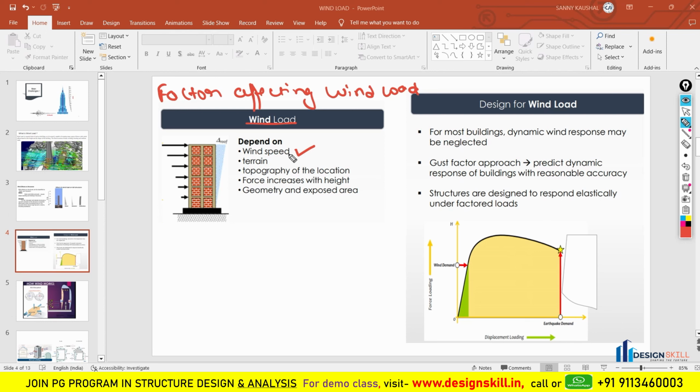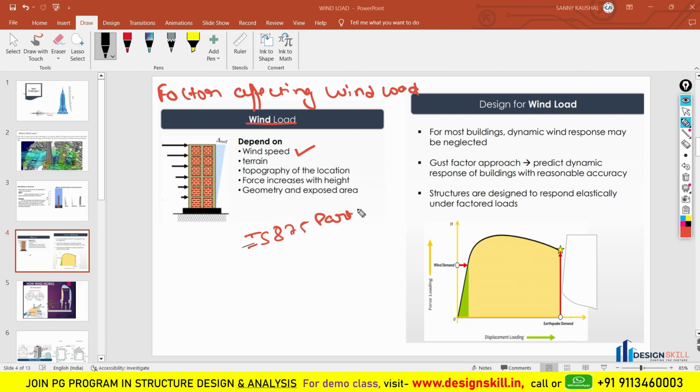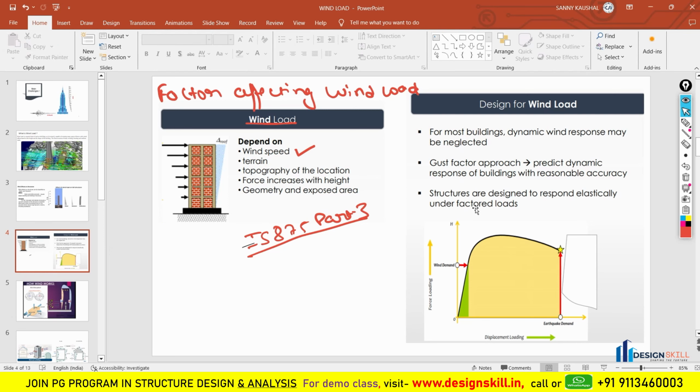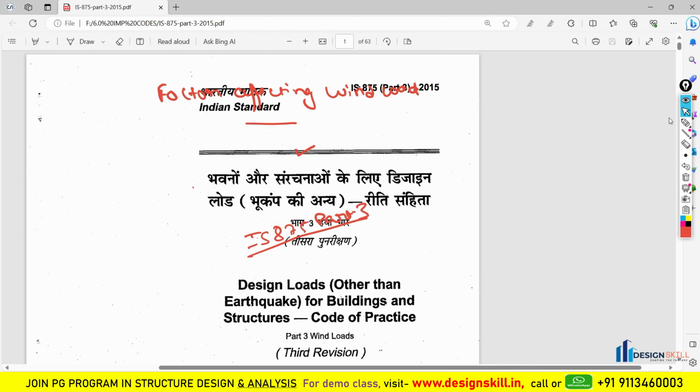This you will find in the IS-875 Part-3 code. When you open this code, you will find the wind speed specified for particular cities. So I'm going to open this code and show you what all the wind speeds are for particular cities. So let's move to that.